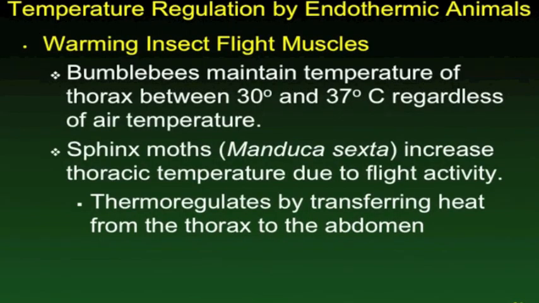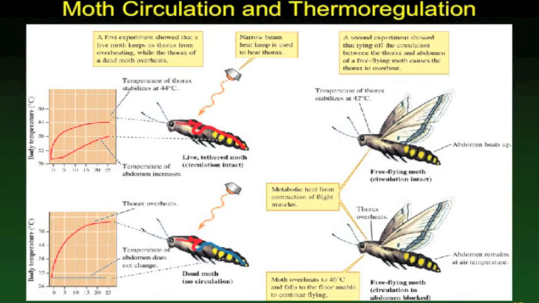The circulatory system is also important for maintaining the body temperature in some flying insects, like the bumblebees and the sphinx moth, where their body temperature is maintained by the warmth given off by their flight muscles, and then that heat is distributed from the thorax to the abdomen. And in your book, you'll be reading about the experiments that demonstrated this process in these flying insects.